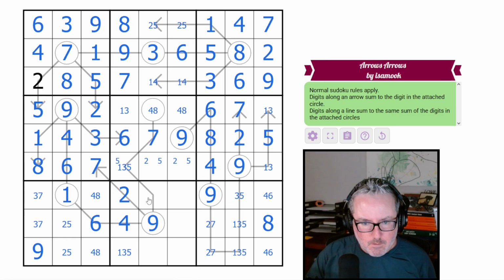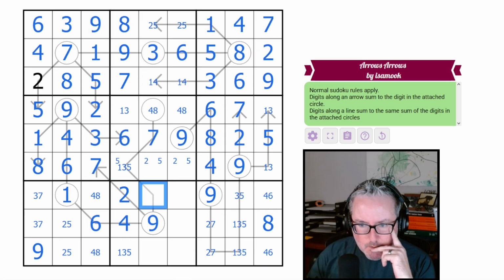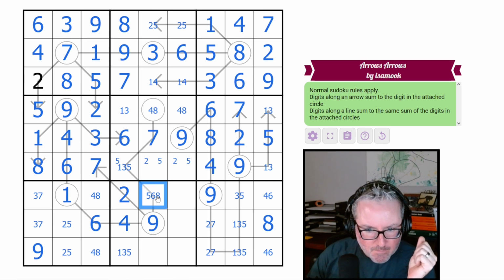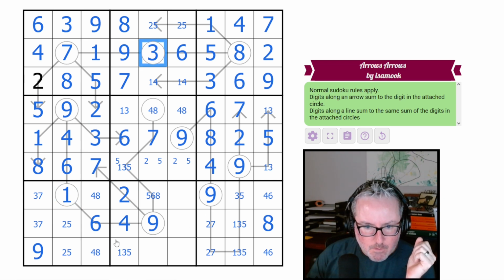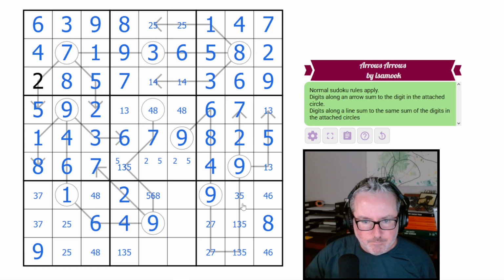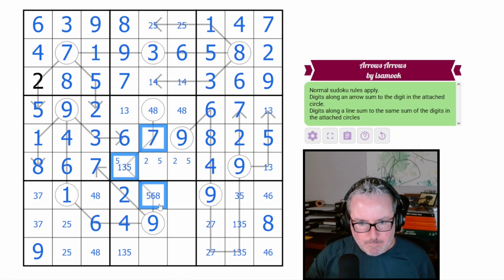Got a 4 X-Wing, doesn't matter. Got a 2 X-Wing, doesn't matter. Okay. We have to go back to this guy, figure out what can be what. 5, 6, and 8 are the only options here. So it can't be 1, 2, 3, 4, 7, or 9.